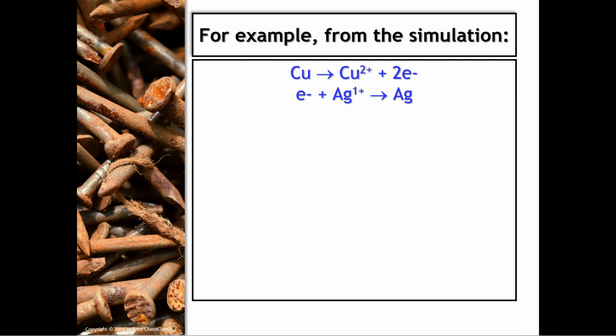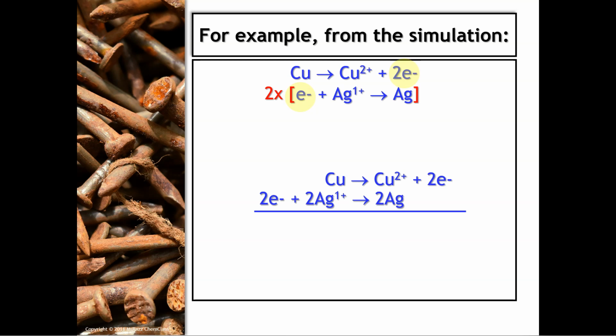So for example, from the simulation, these were our 2 individual half reactions. We note that the electrons lost by the copper is 2, but there's only 1 electron gained by the silver. So what that means is we have to multiply the entire half reaction of the silver times 2. So what you'll do is you'll then rewrite both equations. Notice how I put the arrows on top of each other. It makes it so much easier. You can cross out those 2 electrons. They cancel out on either side. And what you're left with is the balanced net ionic equation for this reaction.